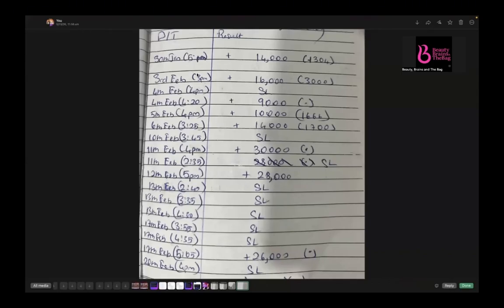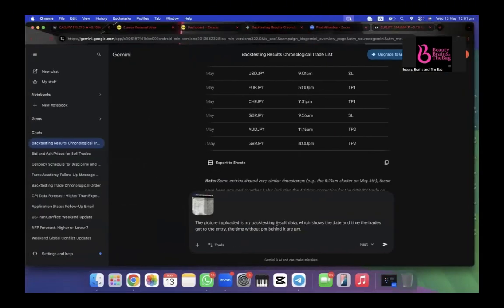So I've told it now that looking at this data, this is the date, this is the time the trades got to entry point. Anyone you see PM behind it is PM. The ones you don't see PM behind, like this one, this is 4:20 a.m., 4 p.m., 3:25 a.m., 3:45 a.m., 4 p.m., 2:35 a.m. Are you seeing it? The time without PM behind it is AM.